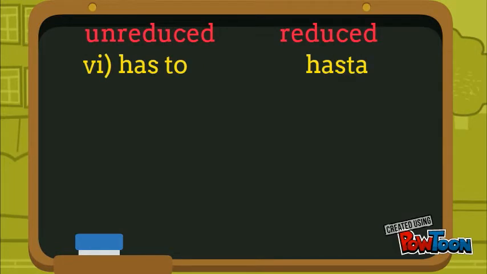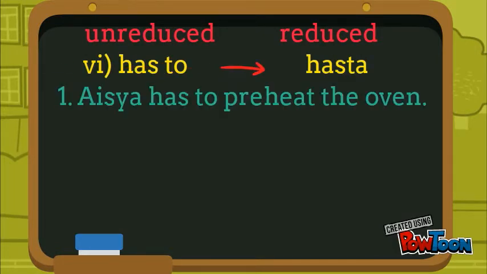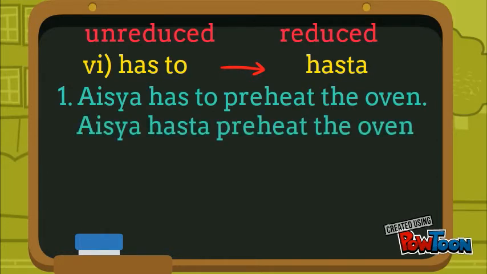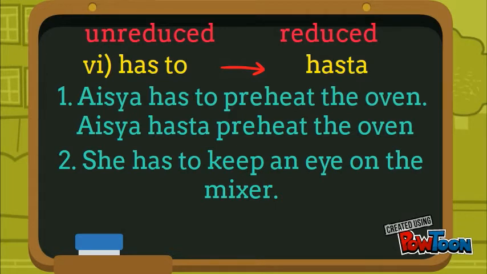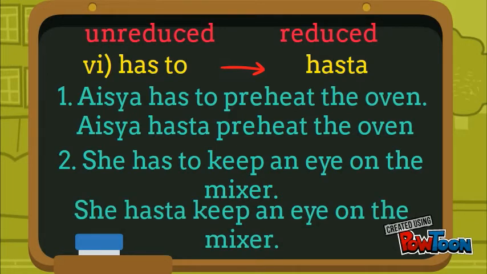Okay, the next phrase is has to. Has to becomes has to. Aisha has to preheat the oven. She has to keep an eye on the mixer.